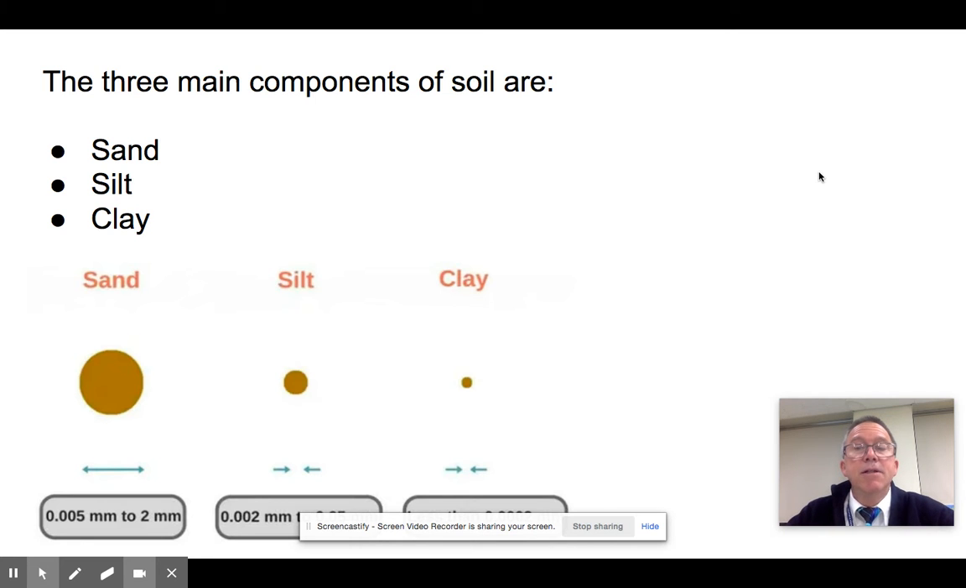The three main components of soil that we have to concern ourselves with are sand, silt, and clay. That's it. And they each play an important role here. So basically, the difference between sand, silt, and clay is particle size primarily, but also composition when it comes to clay. So big is sand, small is clay.